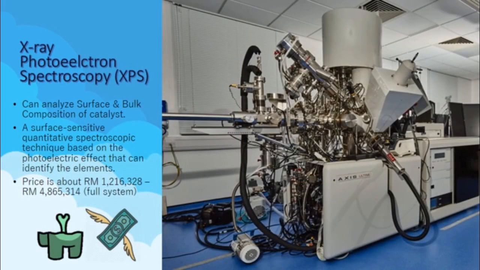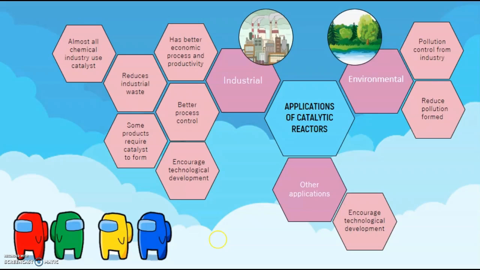Okay, this is X-ray photoelectron spectroscopy, XPS. It can analyze surface bulk composition of catalyst. The surface sensitive quantitative spectroscopic technique based on the photoelectric effect that can identify the element. This is how it works, and the price is about 1,216,328 ringgit until 4 million ringgit plus.